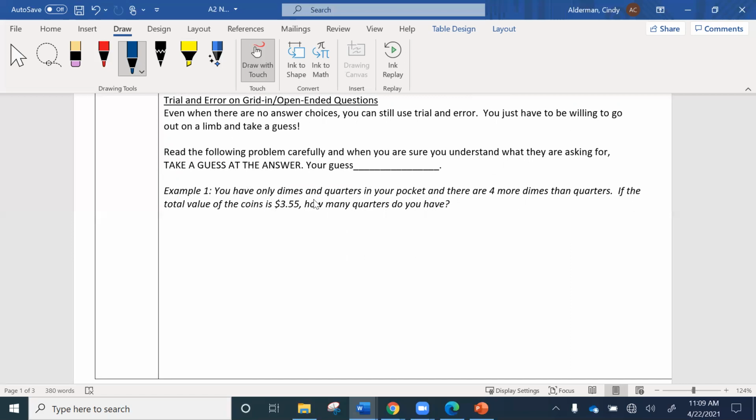So it says you have only dimes and quarters in your pocket, and there are 4 more dimes than quarters. If the total value of the coins is $3.55, how many quarters do you have? Well, let's take a wild guess. We're gonna start with, let's say there's 10 quarters. Okay. So you ask yourself, is it 10 quarters, right? And remember, they're asking us for the number of quarters. So is it 10? Well, let's see.